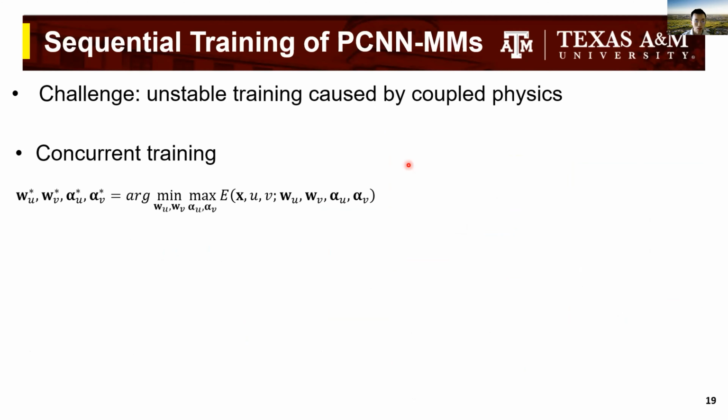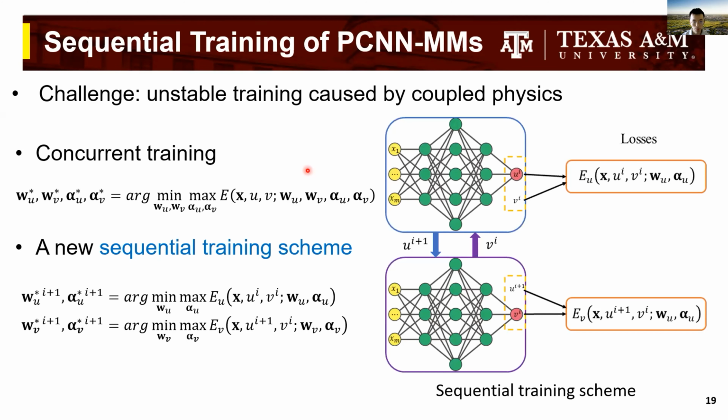So if we are using this concurrent training scheme, which means we use multiple neural networks and train them to predict the multiple physics fields at the same time, then for this complex system the training will become very unstable because those physics are coupled with each other. So instead, we developed a new training scheme called the sequential training scheme.